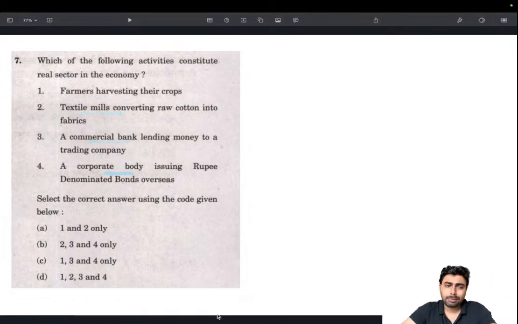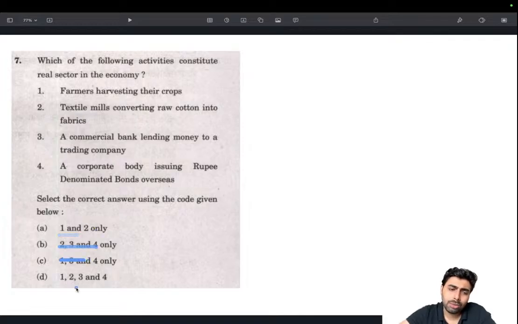Considering these four options, we actually know that the first two are very similar, because one is a primary sector and the second one is a secondary sector, and there is actual production of something, as in a physical output is being produced in these two scenarios. In the other two cases, it's just movement of money happening, as in no real product is being produced or any real thing is done. A corporate body issuing bonds, basically it's movement of money. So clubbing those things, we can say that if 1 is there, then 2 should also be there. So in options that have 1 and 2 not together, we can eliminate them.